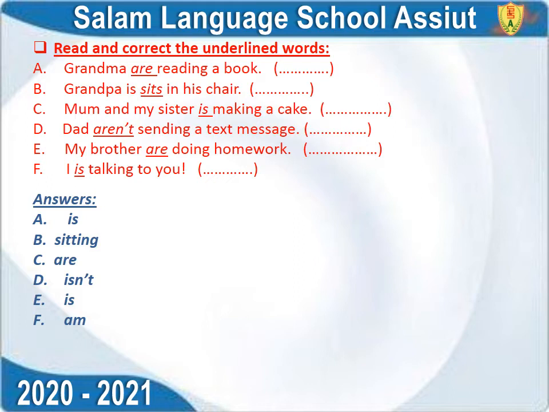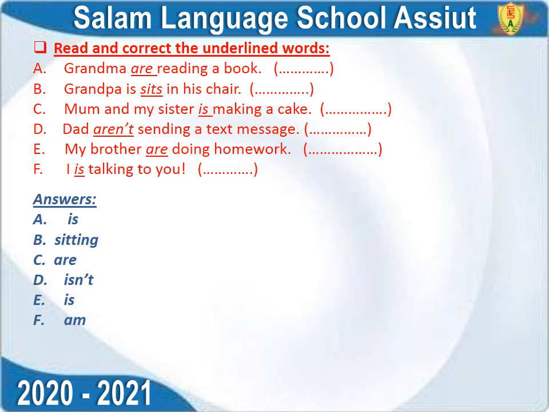Read and correct the underlined words. Letter A. Grandma are reading a book. The correct answer here is Grandma is reading. Letter B. Grandpa sits in his chair. The correct answer here is Grandpa is sitting.